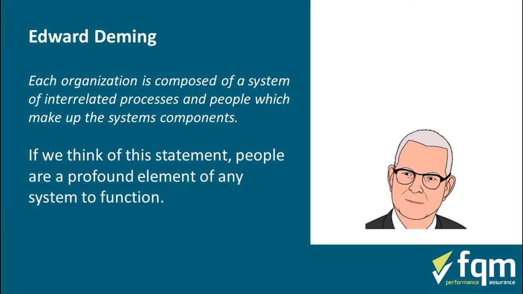Edward Deming said, "Each organisation is composed of a system of interrelated processes and people which make up the system's components." If we think about that statement, people are a profound element of any system to function. Therefore, we have to ensure a successful implementation through the use of our people and engagement with them for our management systems to be successful.